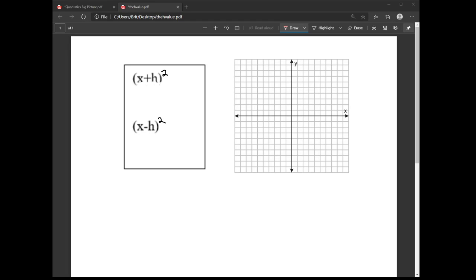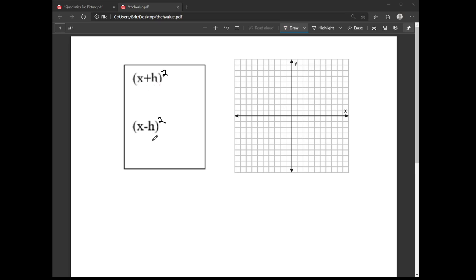When we are in vertex form, remember the h value is the x value for the vertex, right? So remember when you have x minus 3 in parentheses squared, that 3 is where your vertex would go for your parabola.